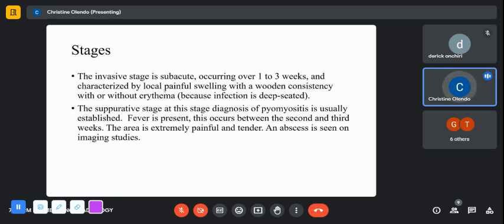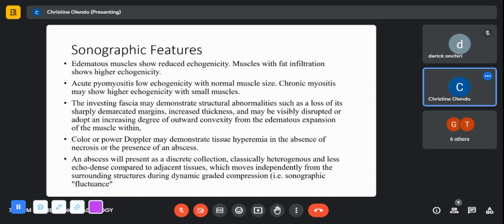The stages: you have an invasive stage, which is subacute, occurring over 1 to 3 weeks, and here you have local painful swelling, with a wooden consistency, with or without erythema. And then you have a suppurative stage. Here you have fever that is present. This occurs between the second and third week, and the area is extremely painful and tender. And on imaging, you may see an abscess. That is in the suppurative stage.